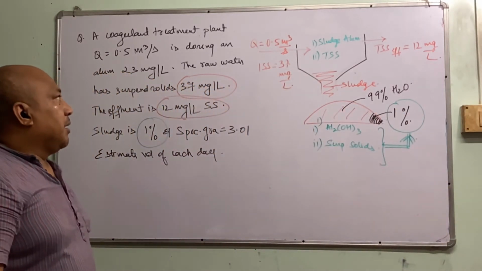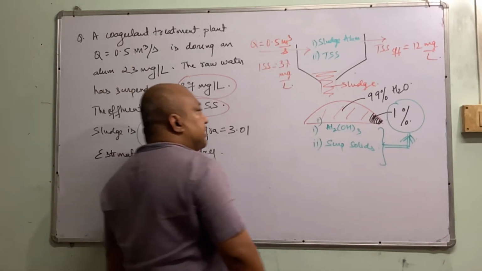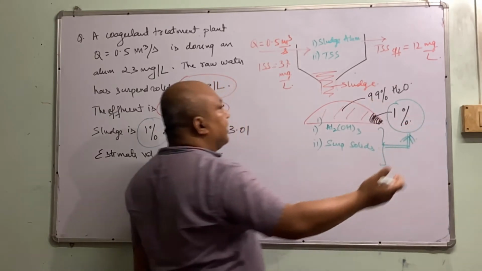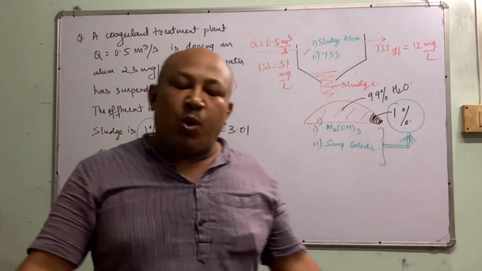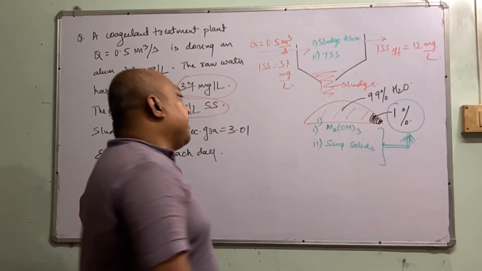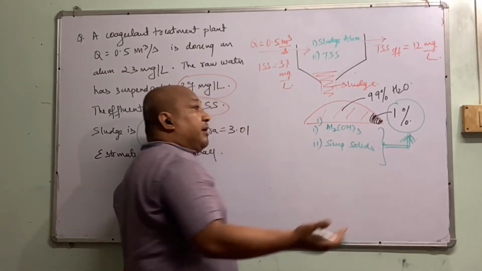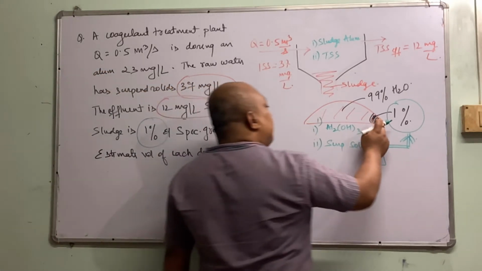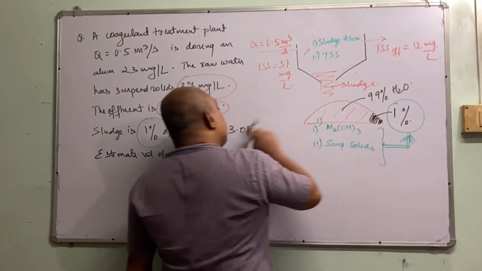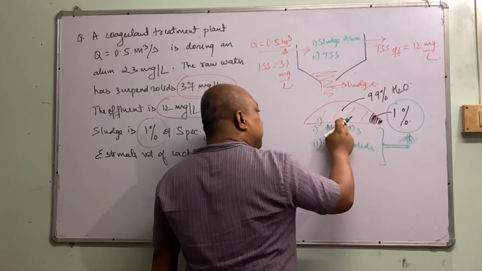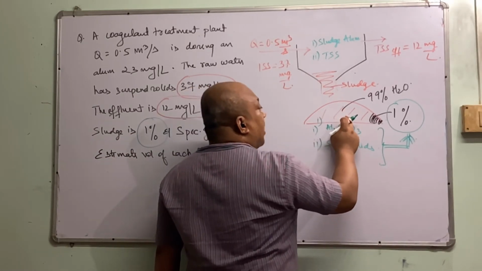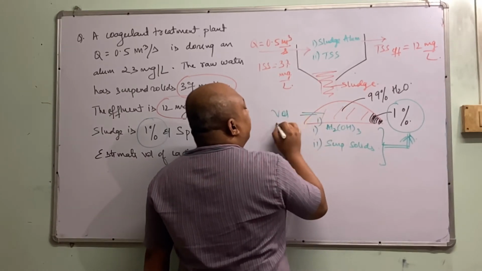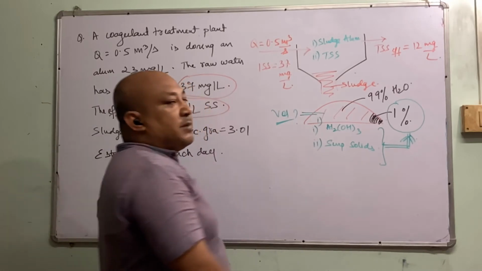Clear? And the last part is, this solid has a different specific gravity from water. The specific gravity of water itself is 1, right? But the specific gravity of the solid, since it's heavy, is around 3.01. So if the solid's specific gravity is 3.01 and the remaining 99% water has specific gravity 1, then what will be this volume? We have to estimate this. Is it clear?